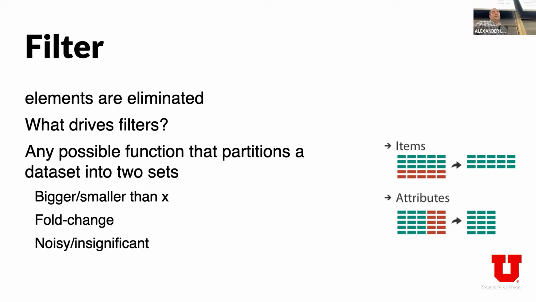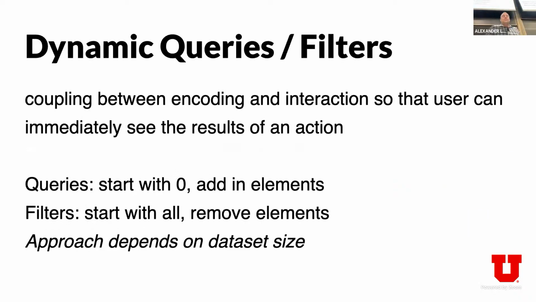The answer is any possible function that partitions a data set into two sets, right? That could be something as simple as something being bigger or smaller than some value, or a fold change, or filtering out noisy or insignificant values. Or it could be some complicated function that you might have to program, especially if you have more complicated data. So that's pretty easy. And we talked a lot about dynamic queries and filters already.